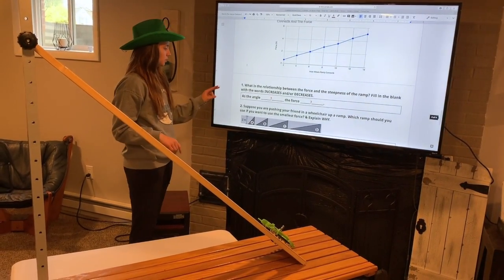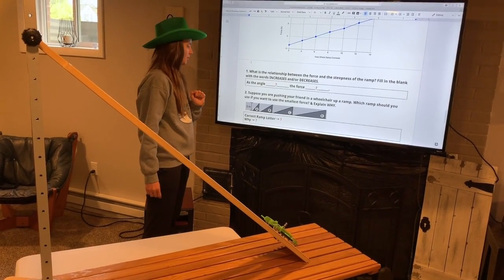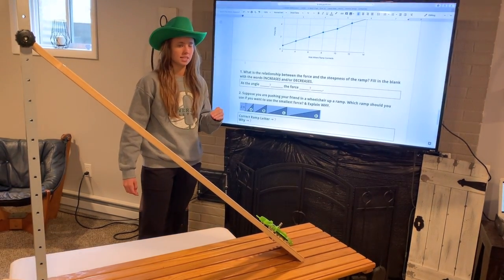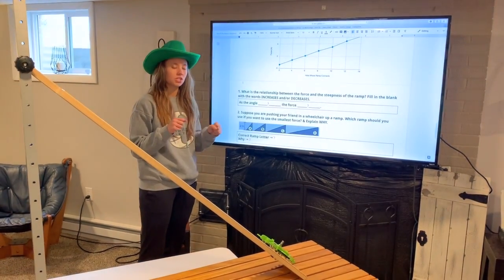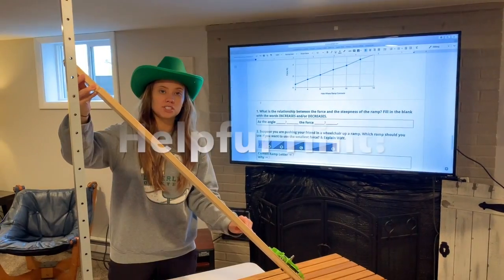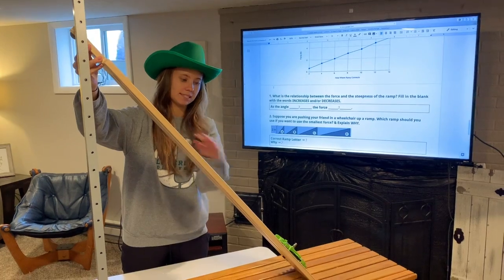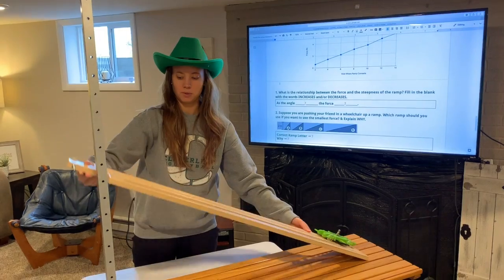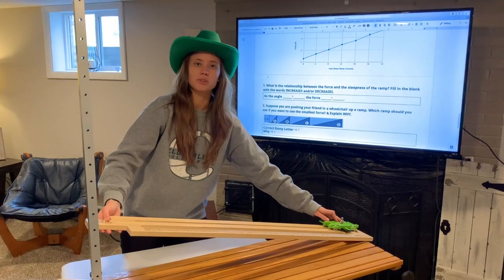Number 2: suppose you are pushing your friend in a wheelchair up a ramp. Which ramp should you use if you want to use the smallest force? You don't want a whole lot of force here. Which ramp, A, B, C, or D, do you think you should push your friend in the wheelchair up, and then tell us why? For the wheelchair question, this is just an example for you. A would look something like this. This would be the steepness of the ramp you would be pushing your friend up. And D would look something more like this. Decide which one you think would be best to use the least amount of force.